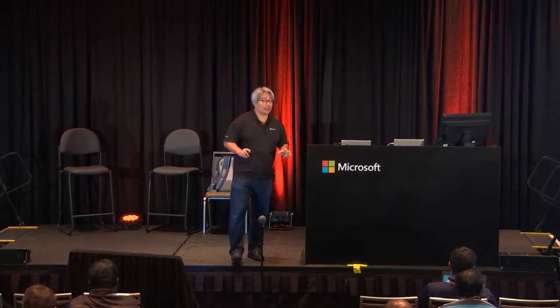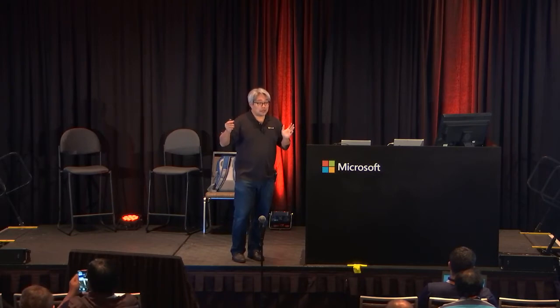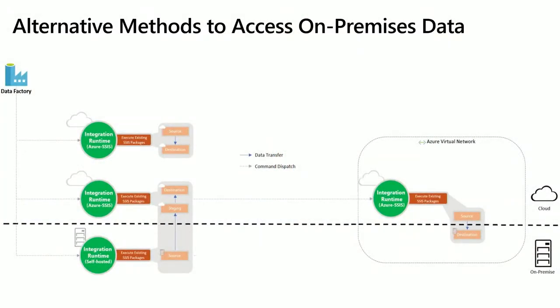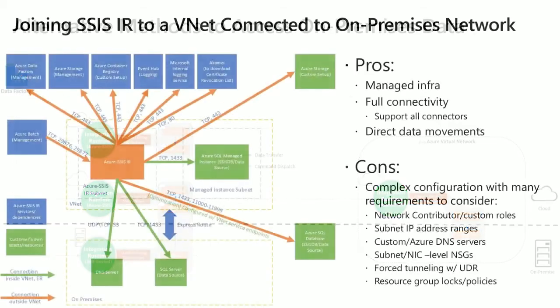Everything is done automatically. From your point of view, your package is a simple data flow. All you need to do is enable one property called connect by proxy. When we see that connect by proxy property, we just automatically deconstruct your data flow into two stages. Okay? So let's drill down to the VNet solution first.